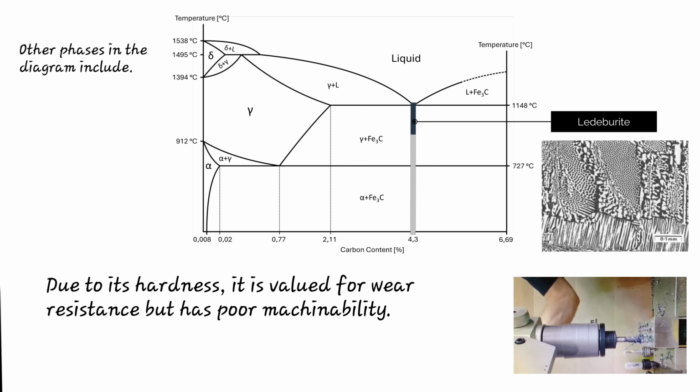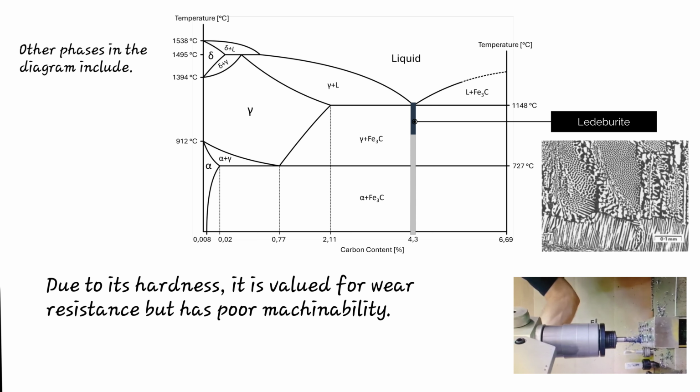Eutectic point and reaction. In the eutectic reaction, the liquid transforms into two solid phases. That is, liquid iron changes into austenite and cementite. This reaction occurs at 1148 degrees Celsius at a composition of 4.3% weight of carbon.